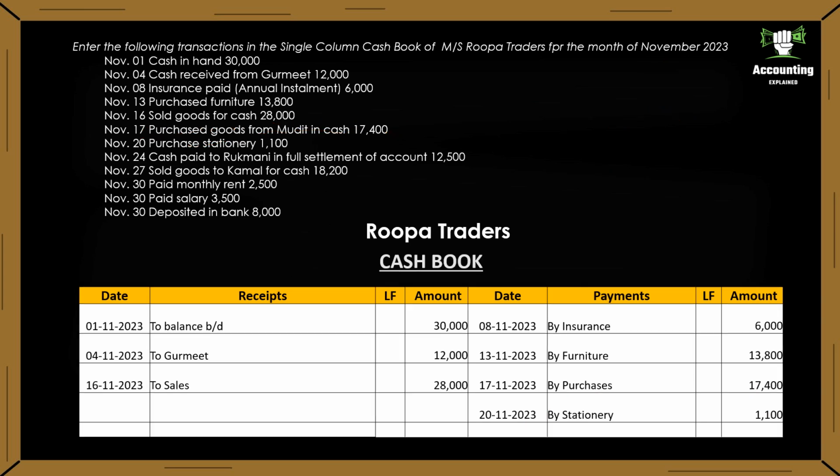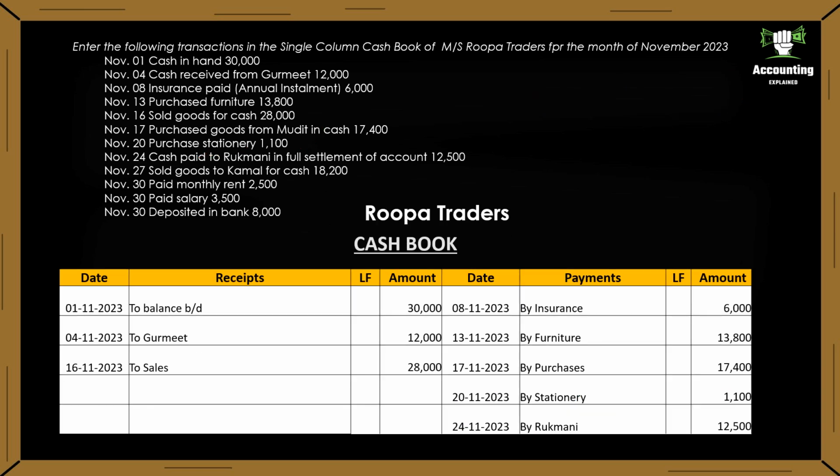Next transaction is on 20/11/2023. Purchase stationery 1,100. So stationery is an expense, a payment. On the payment side, you have to write on 20/11/2023 By Stationery 1,100. Journal entry for that: stationery is an expense, so debit it. Stationery account debit to cash. Cash is an asset. Asset is going to be reduced in value, so to cash. That is the journal entry.